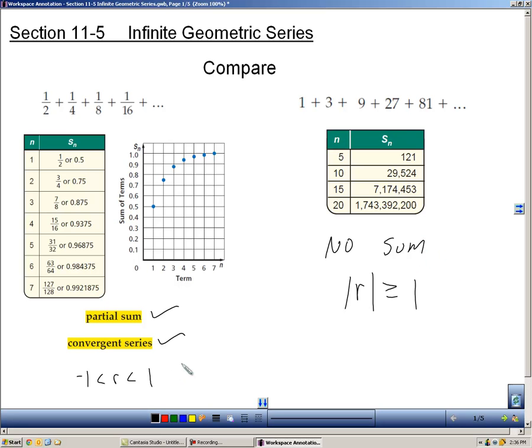Now if I were to write the one over here in the same way in which I wrote the one on the right side, it would look like this. The absolute value of r is smaller than 1, or the absolute value of r is bigger than 1. One of them, again, has a partial sum, the other one has no sum.